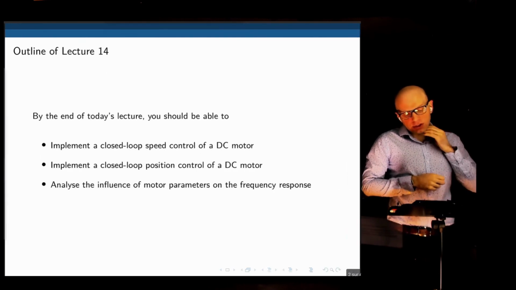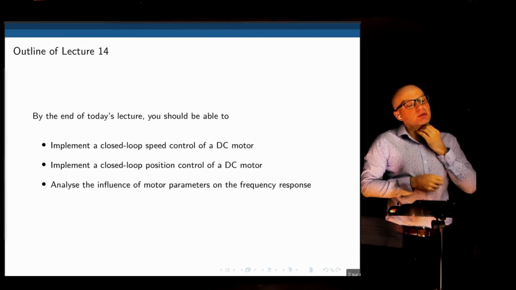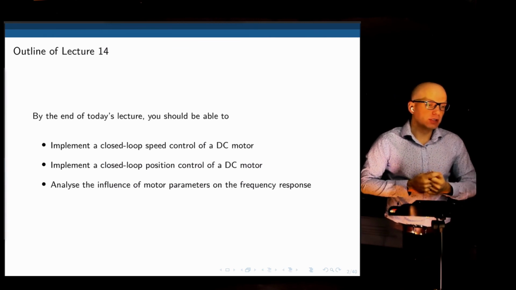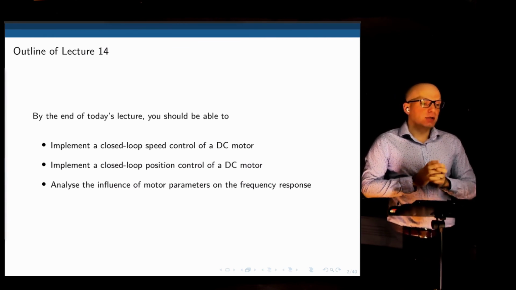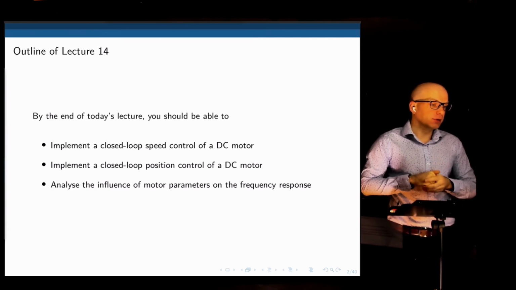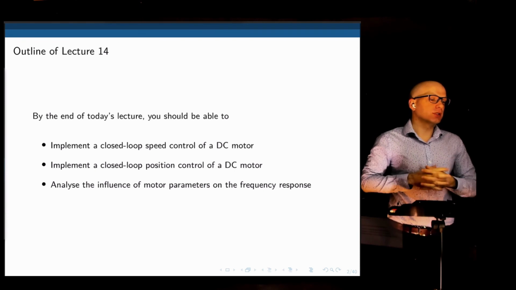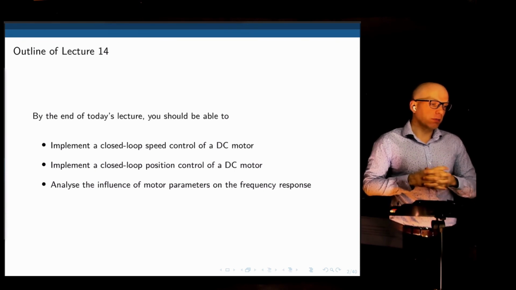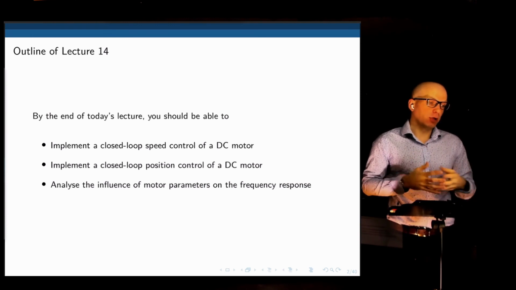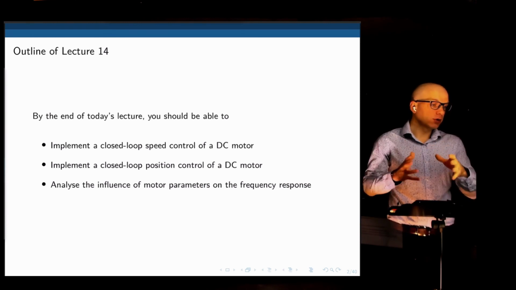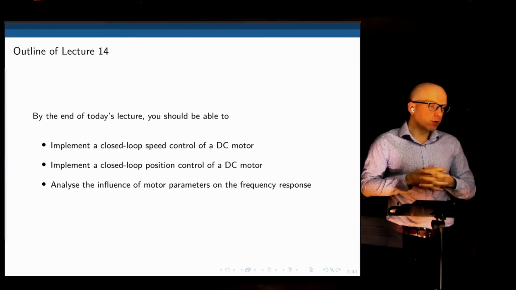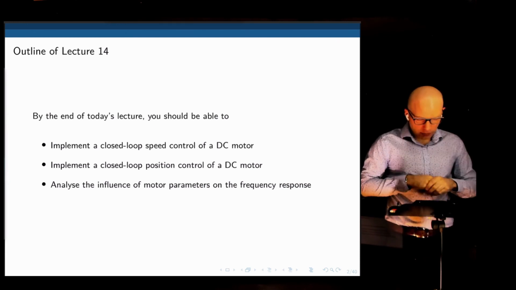By the end of this lecture, you should be able to implement a closed loop PID control for speed or position control of a DC motor and analyze the influence of motor parameters in the frequency response of DC motors. We're going to go back to control systems and revisit some of the topics we addressed there, such as frequency response and Bode plots, and see how the parameters of the DC motor will affect the frequency response of the motor itself.